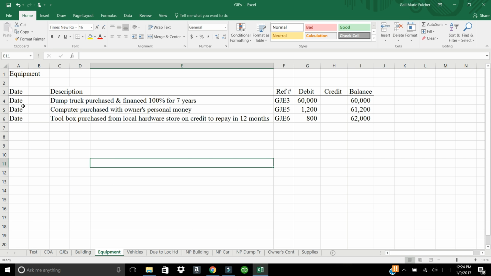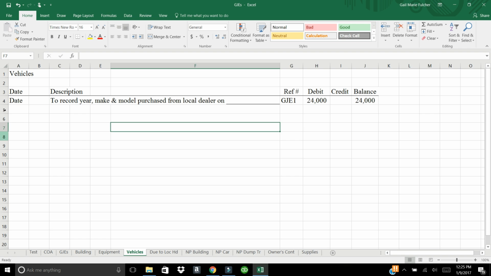All right, so we look at the equipment. There's our 3 equipment purchases. So anytime you're looking at the balance sheet and there's a total in equipment and you would like to see what makes up that total, all you have to do is go to your general ledger for a detail of everything in that account. All right. So let's take a look at the vehicles. Same exact thing. Date to record the year, make, model purchased from the local dealer on whatever date you chose. General journal entry number 1, $24,000 balance. So the same thing applies here. If we have 6 cars purchased over maybe 6 years, they'll all be listed here.